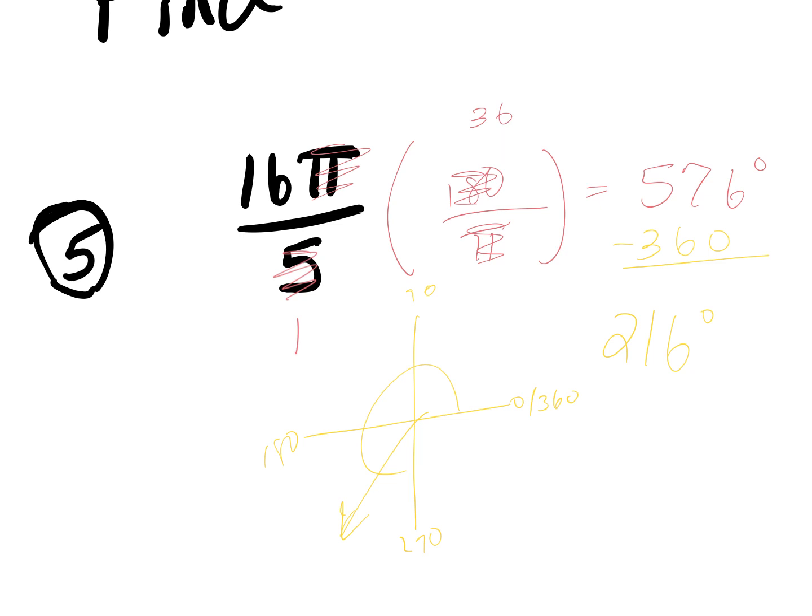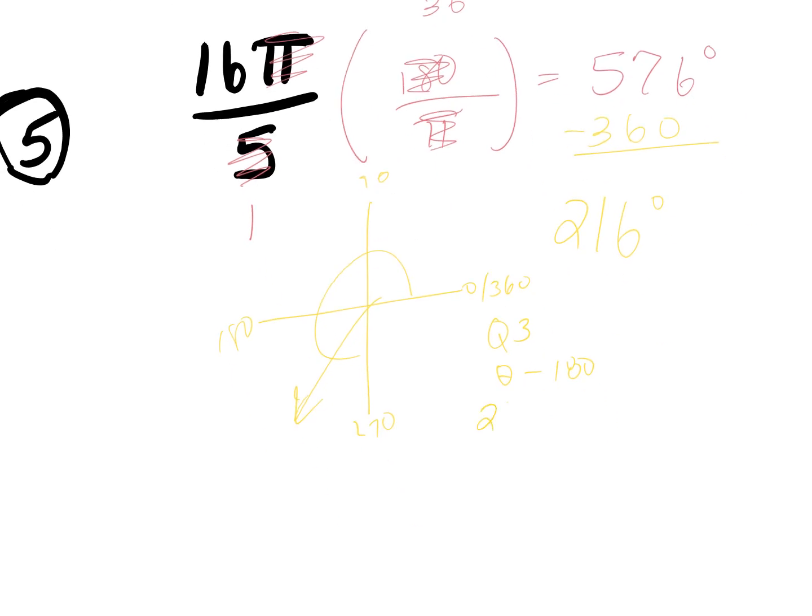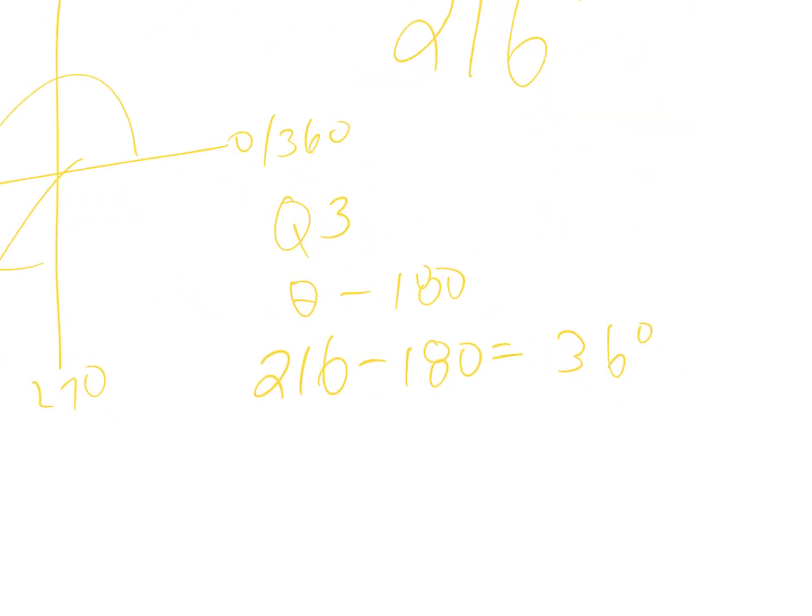So what is the rule for quadrant 3? You're going to say the angle minus 180. So 216 minus 180, and you get what? 36 degrees. Check that. Is that acute? Is it positive? What's the one last thing I need to do? I got to go back.